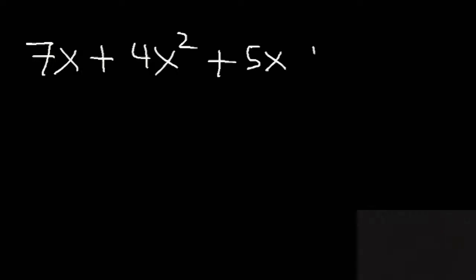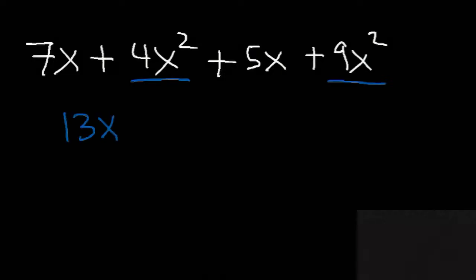7x plus 4x squared plus 5x plus 9x squared. So we can add the 4x squared and the 9x squared because they're like terms. They both have an x squared. 4 plus 9 is 13x squared. We can add the 7x and the 5x. 7 and 5 is 12. So this is the answer.